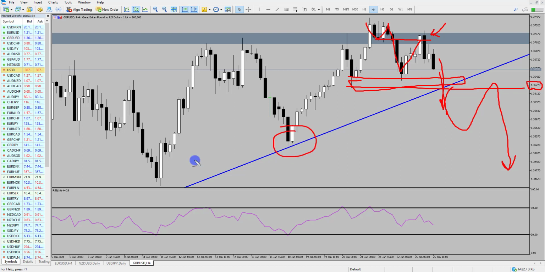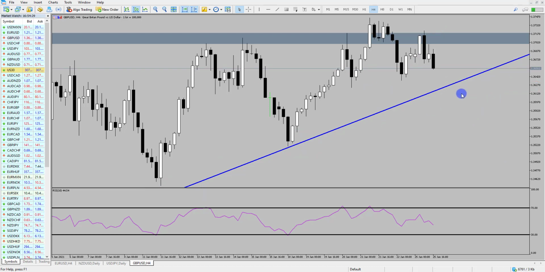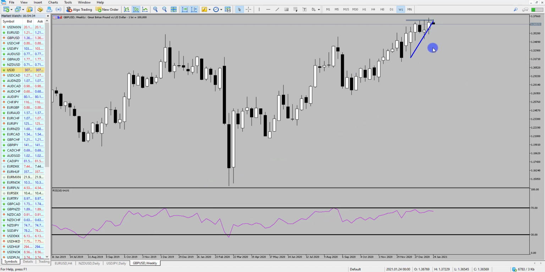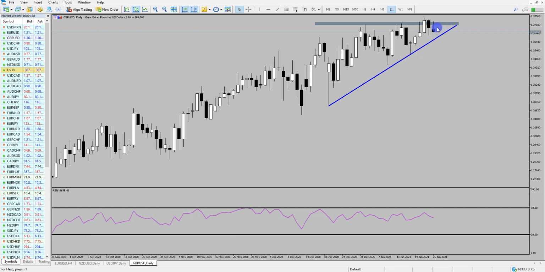That would also be a break of this trend line. So if the market can break out of that trend line and break out of those lows, we've got some movement here to look for to the downside. But at the moment, price is still just making its way towards that move.